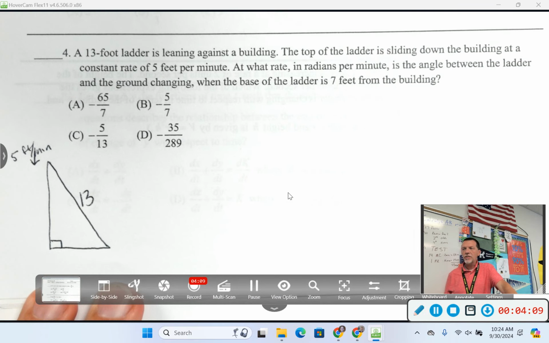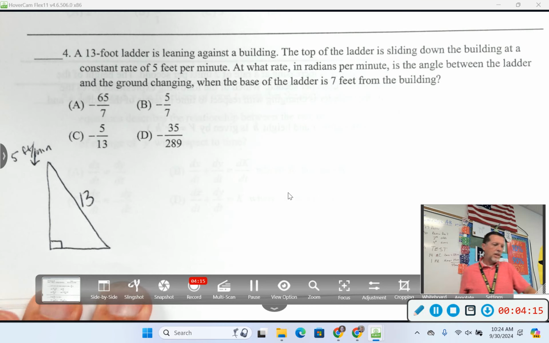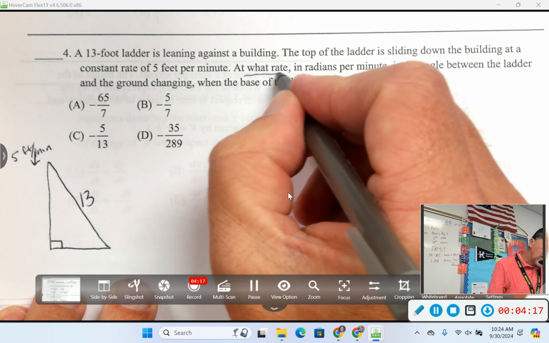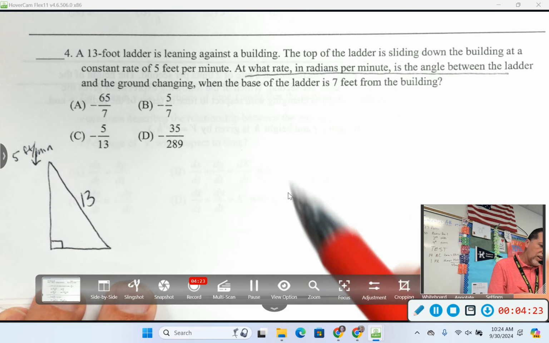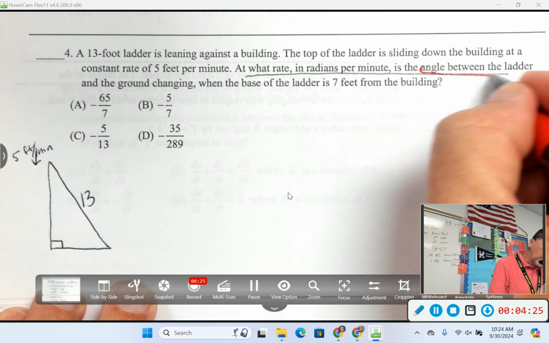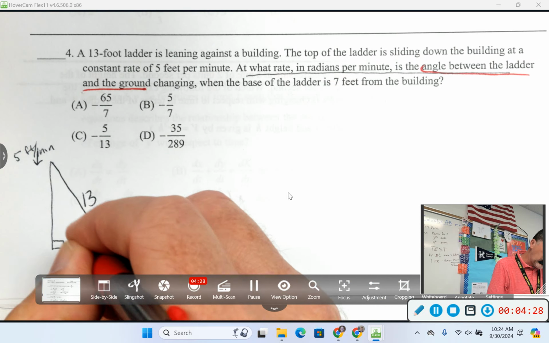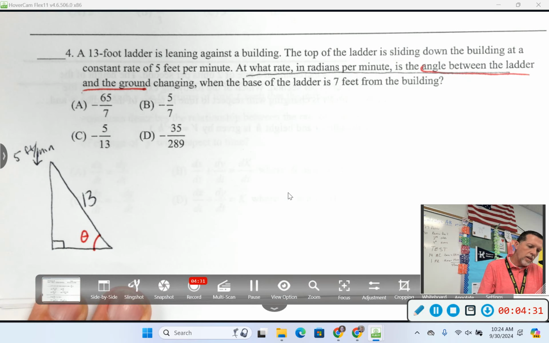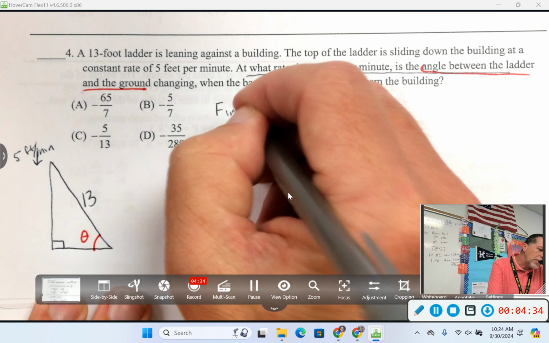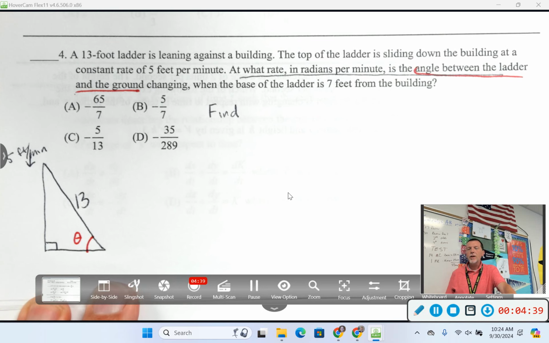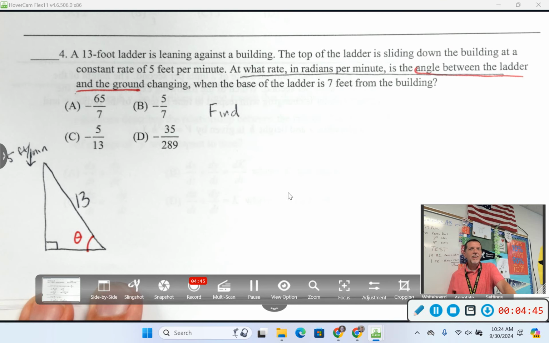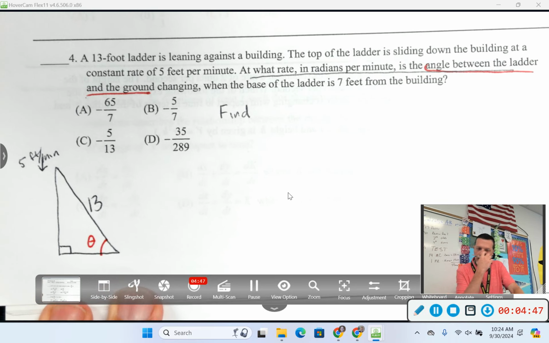I don't have a variable for that, a or x or y or whatever we want to call it. At what rate, in radians per minute, is the angle between the ladder and the ground changing? Okay, the angle between the ladder and the ground, that would be this one. So what does that statement tell me I'm trying to find? I mean, I know I'm trying to find at what rate in radians per minute the angle is changing, but turn it into a math symbol. What am I trying to find? d theta dt. Good. How is the angle changing?